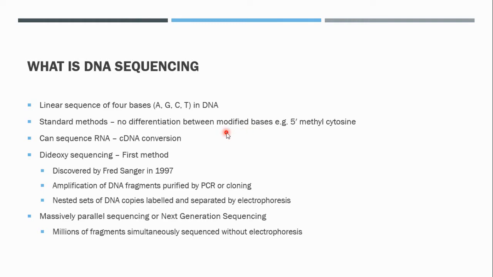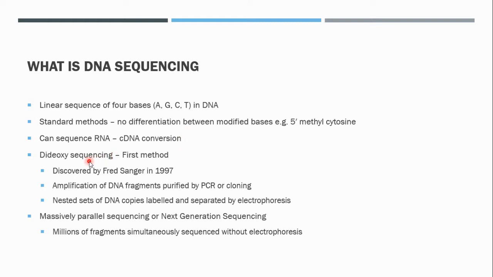DNA sequencing can also be used to sequence RNA, and like we've discussed with the case of reverse transcriptase PCR, RNA can be converted to complementary DNA using reverse transcriptase, and it can then be sequenced using the DNA sequencing technique.